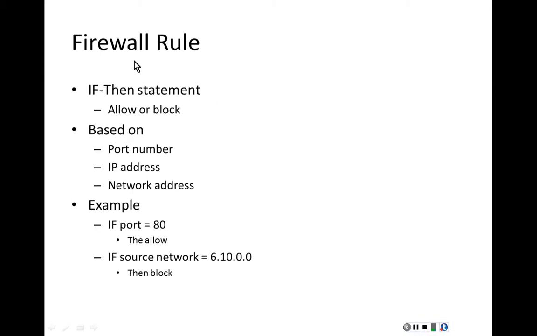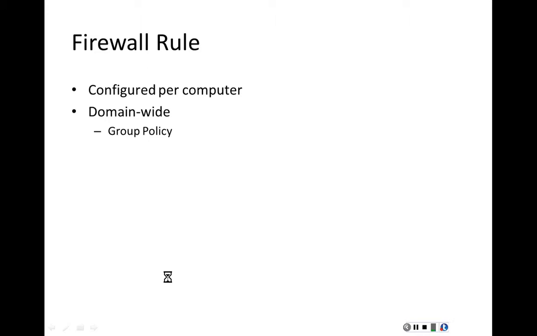It can be manually created, and sometimes you have to create custom rules. A firewall rule is an if-then statement that can allow or block traffic based upon port number or IP address or network address. An example being, if port number is 80, then allow. Or if source network is 6.10.0.0, then block.